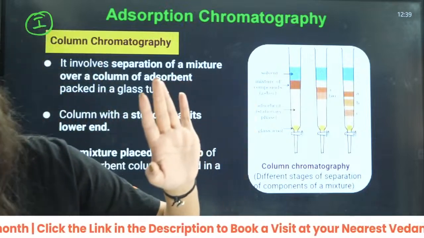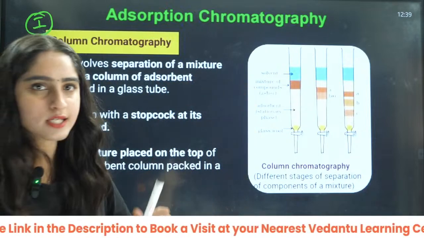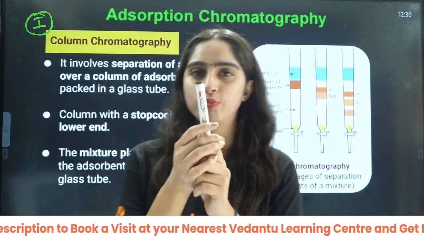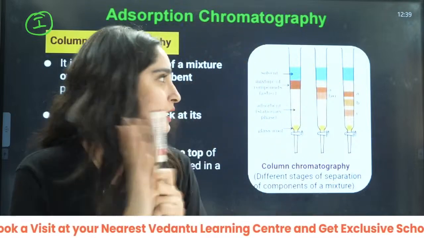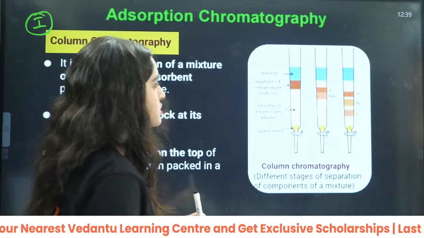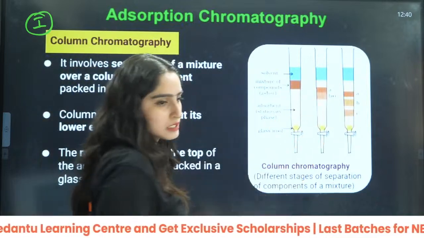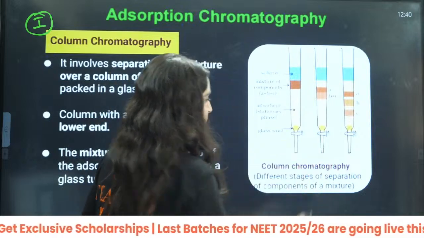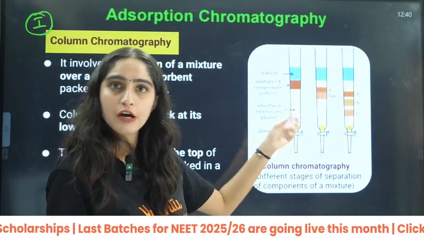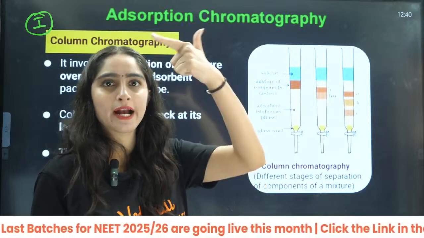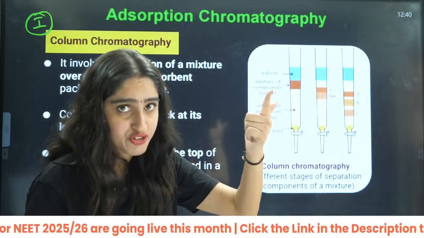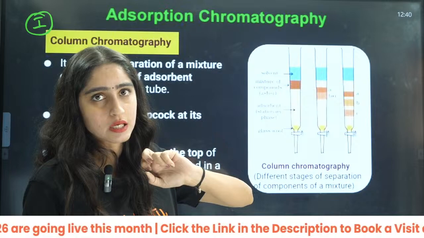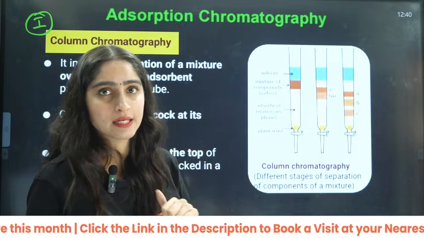Okay, that is your column chromatography. Let us say, for example, this is your tube. This is your first tube, this is second tube, this is third tube. Now beta, this is very simple. Look, this is your tube. Firstly, you will have three things: mixture, adsorbent, or you can say stationary phase, and third is your mobile phase, or you can say that is your solvent, right?